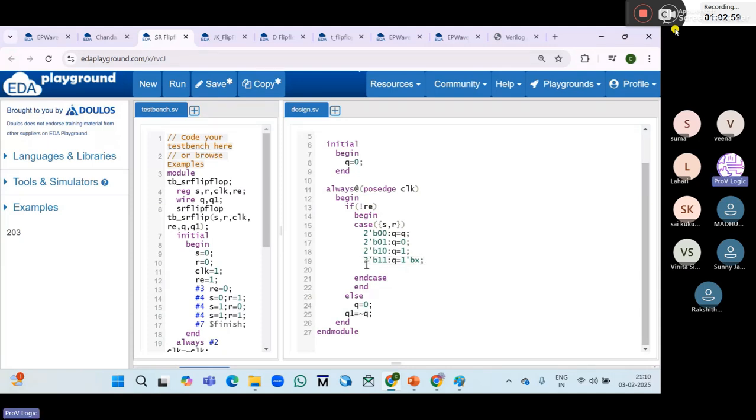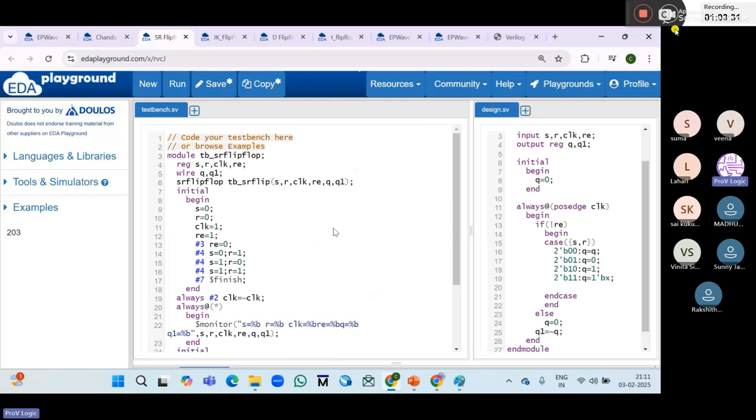This is for Q. But what about Q bar? We need to write for Q bar also. So here end case, else, and Q equal to 0, Q1. Q1 is nothing but Q bar, not Q. Whatever the Q value is, Q1 is the opposite, the complement. So that's why we are just putting a complement. Okay, so this is how we can write it in behavioral modeling. Or if you want something simpler, we can write another style also. This is the test bench; I will explain the test bench later.